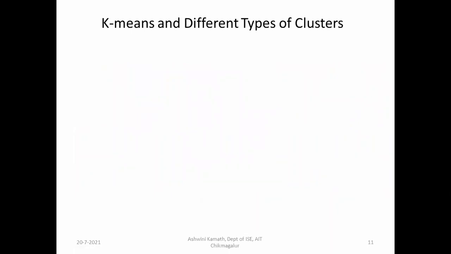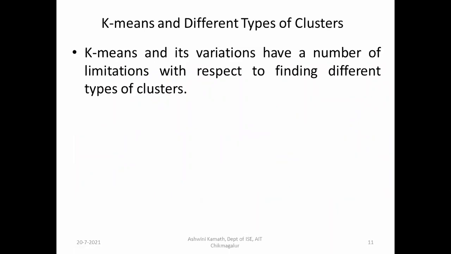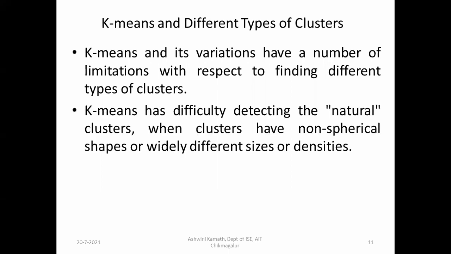K-means and different types of cluster. K-means and its variations have a number of limitations with respect to finding different types of clusters. We have some variations, and they have limitations also. We'll see what happens with the various diagrams. K-means has difficulty detecting the natural clusters when clusters have non-spherical shapes or widely different sizes or densities.